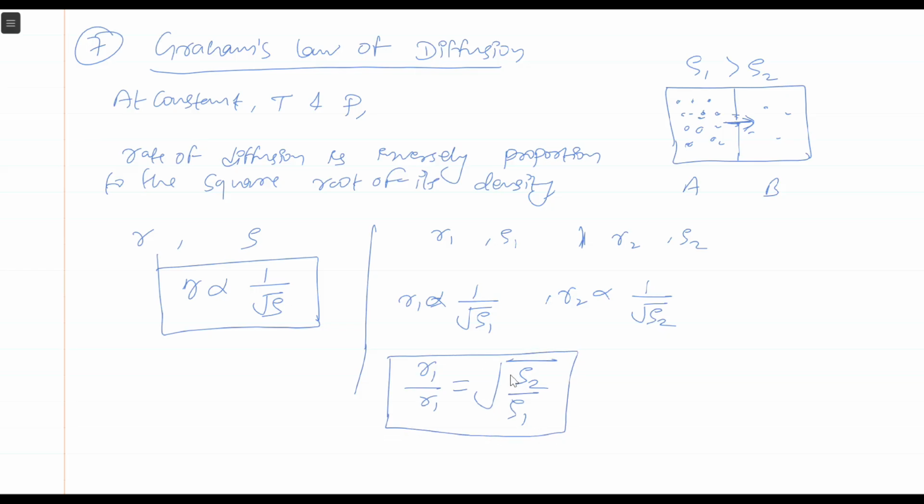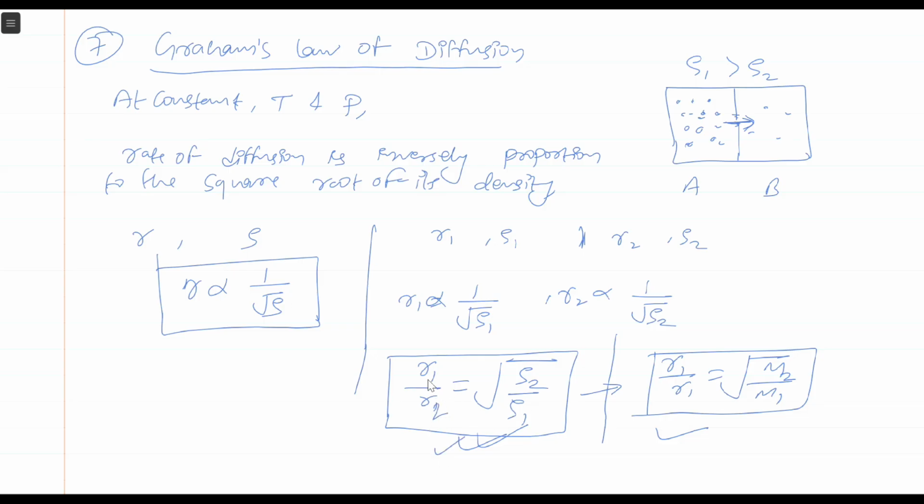Also, we know that the molecular weight of any gas is directly proportional to the density. If molecular weight is more, density will be more. So, this equation will turn to R1 by R2 is equal to root under M2 by M1. Now, these two equations are very important for your numerical problems as well. Among these four values, if three of them are given and one of them is not given, then we can apply this formula.